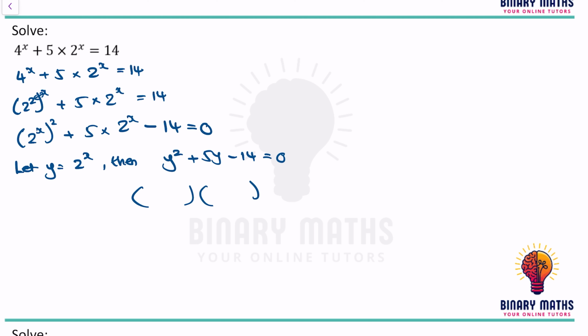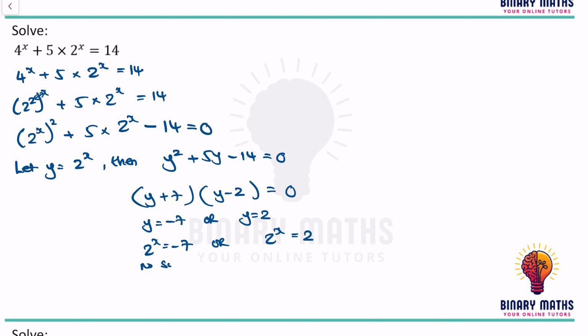Now, if we factorize this, we get y plus 7 and y minus 2 in the other bracket, which means y is equal to negative 7 or y is equal to 2. If we do the substitution back, then 2 to the power of x is equal to minus 7 or 2 to the power of x is equal to 2. No solution for this one, as 2 to the power of x is always greater than 0.